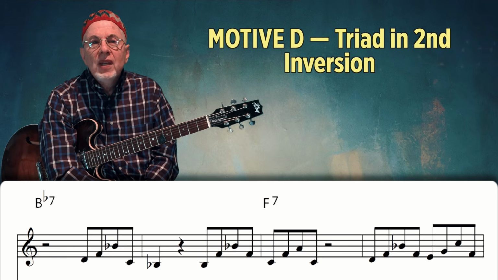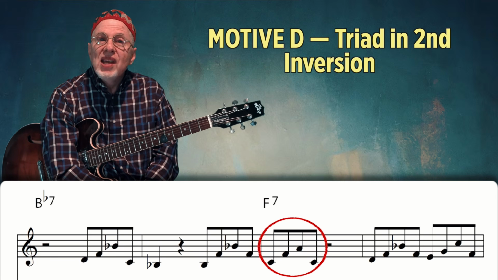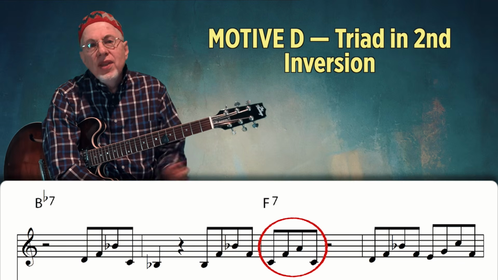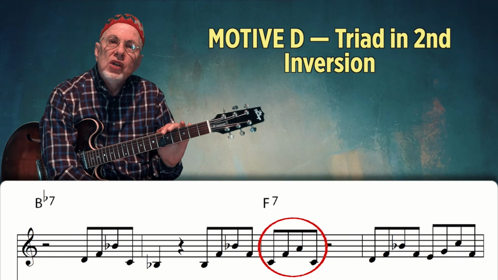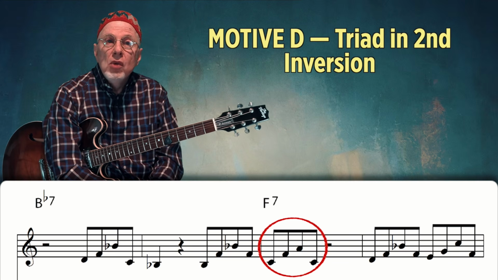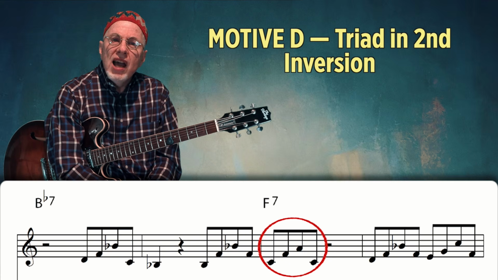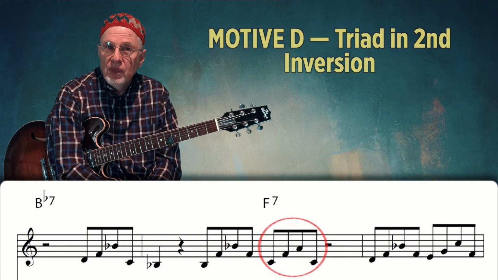Motive D. This is the tonic triad in second inversion. Here it is at the beginning of measure 29. This creates an angular, wide-interval quality while implying the harmony. And when it comes to motive development, this is one of Coltrane's most recognizable stock devices.